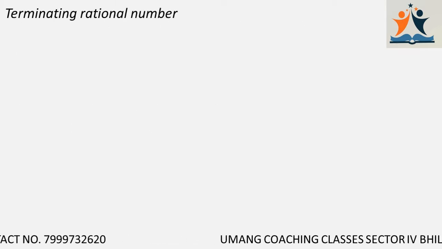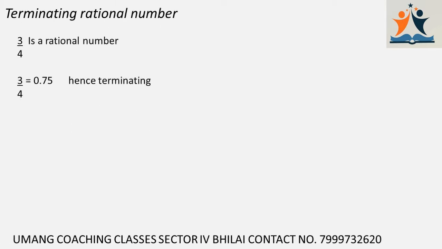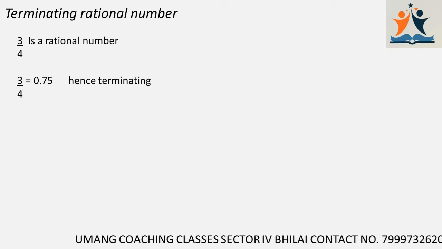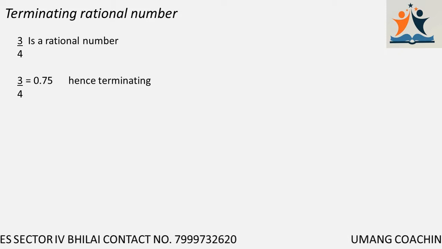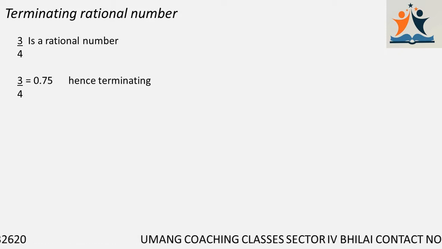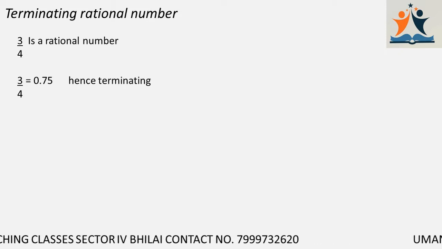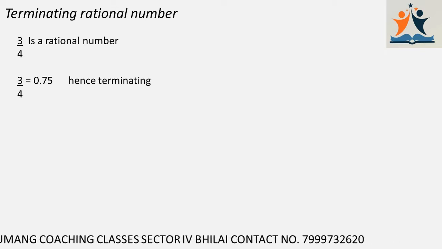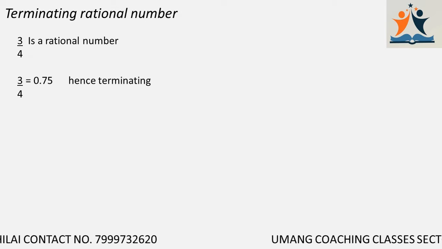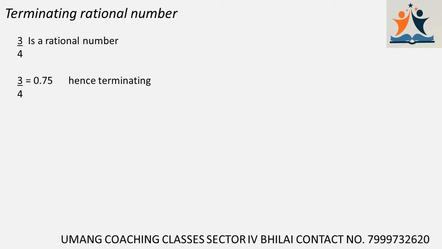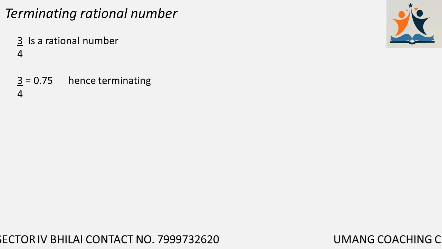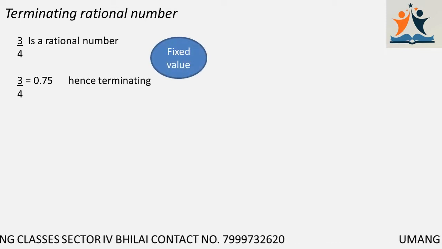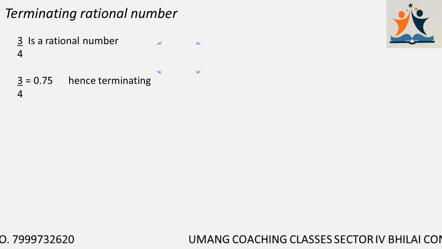Terminating rational number: 3 by 4. 3 by 4 is a rational number. When we divide 3 by 4, what do we get? We get 0.75. This is terminating. How is it terminating? Its value is fixed. I don't say 0.7589628932, nothing like that. The value is fixed, 0.75. Hence it is terminating. It terminates at a point. So it has a fixed value.